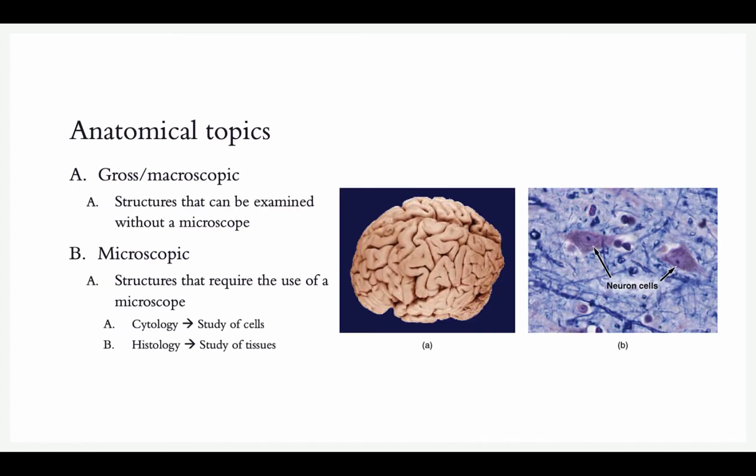So some anatomical topics to discuss. There are two different aspects. You can study a gross or macroscopic type of anatomy with structures that can be examined without a microscope. Looking here at a brain, we can look at the lobes and guess functionality based on those lobes, but we don't need a microscope to look at those. Or we can use microscopic anatomy to investigate neurons, structures that need a microscope. So there's cytology, the study of cells, or histology, the study of tissues. We'll get more into those two topics later in the semester as well.